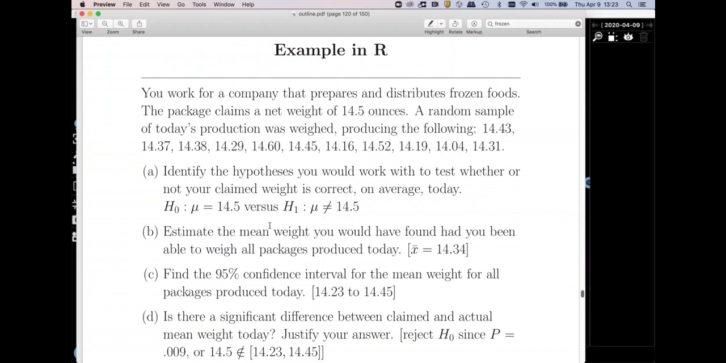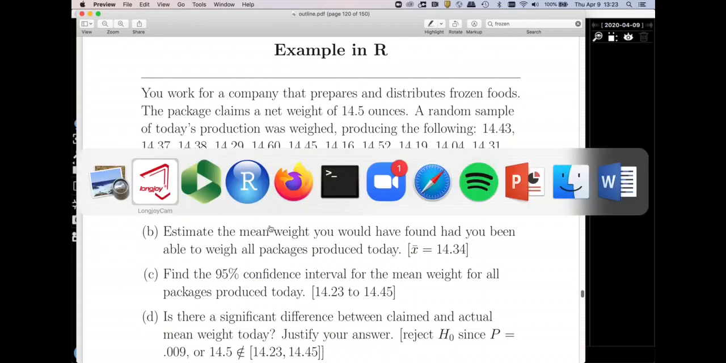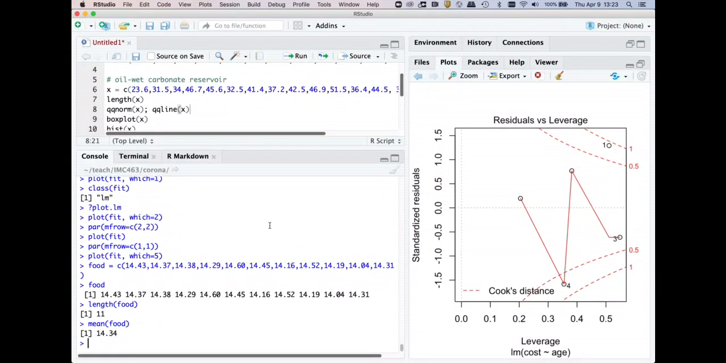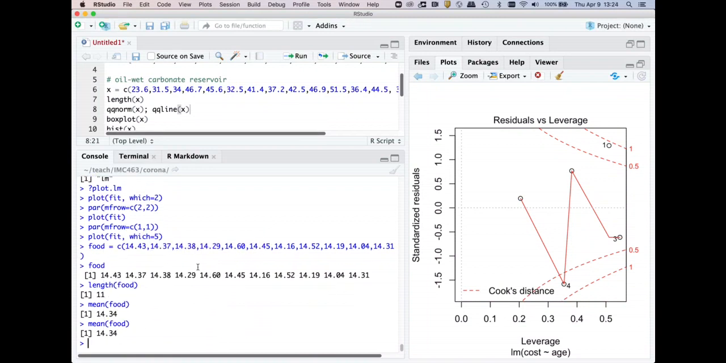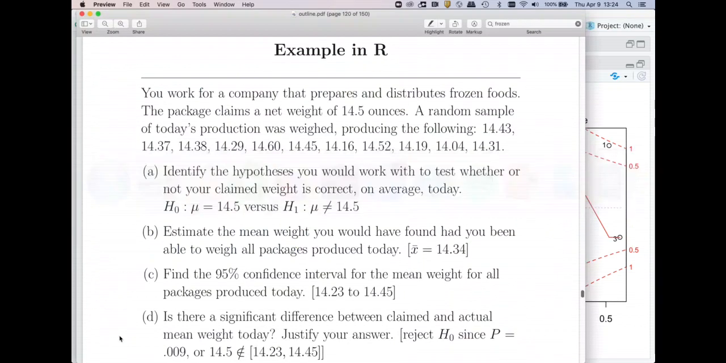Okay, part B. Go estimate the mean weight that you would have found if you'd been able to weigh all the packages. So that's if I'd done a census of all my packages today. So let's go over to R and do that. If you type in mean of food, you'll notice I just entered in all of my 11 observations. So the mean weight of my 11 sample packages is 11.34, and that's what I typed up in the course packet. Part C, find a 95% confidence interval for the mean weight of all packages produced today.